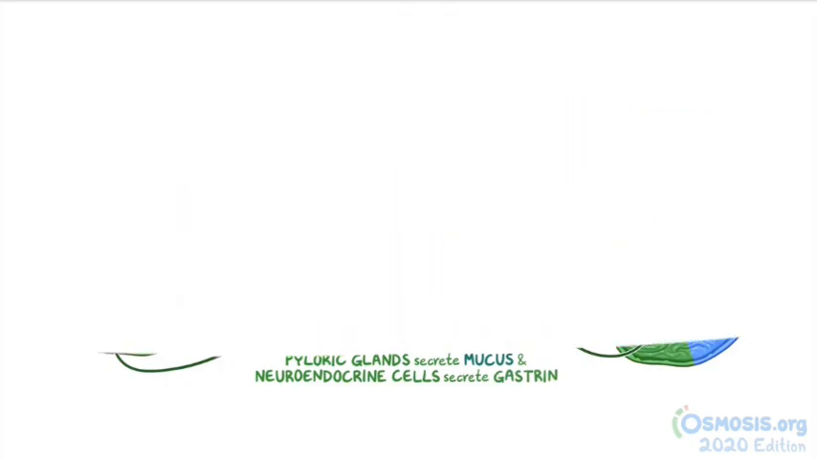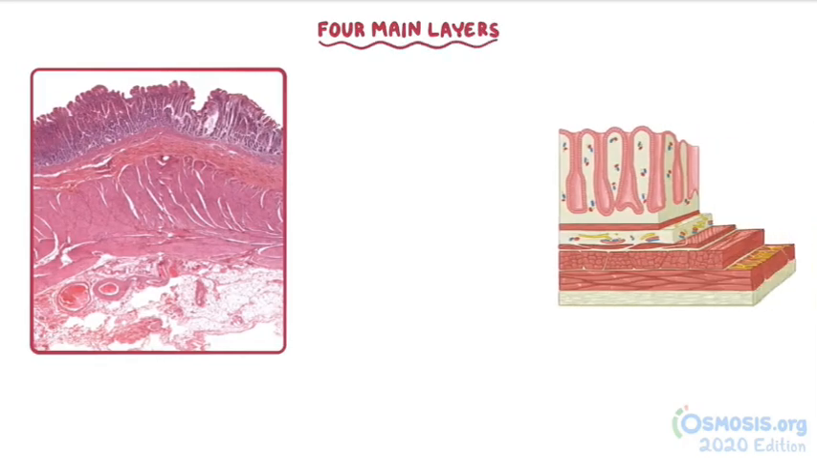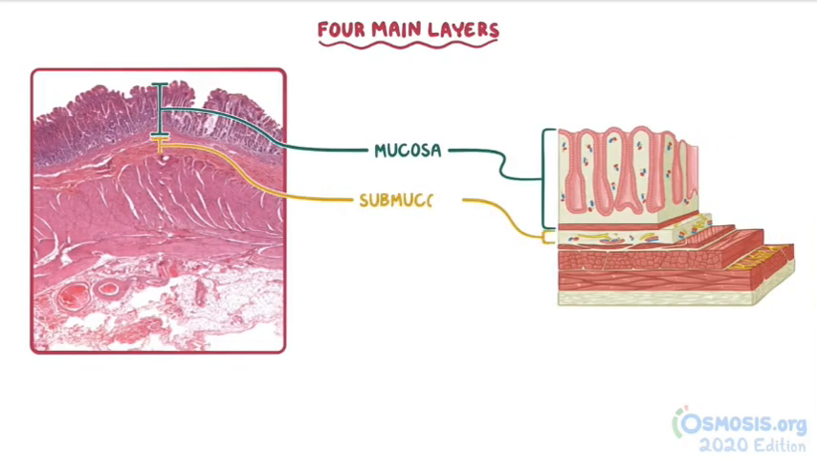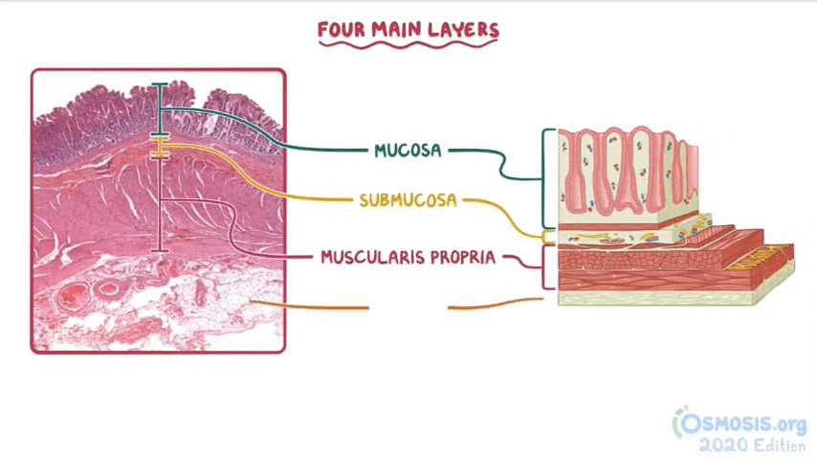Similar to the rest of the GI tract, the wall of the stomach has 4 main layers: the inner mucosa, submucosa, muscularis propria, and outer serosa. Although some portions of the GI tract have an outer layer of adventitia instead of serosa. This low-power longitudinal section of the stomach was taken from the cardia of the stomach.